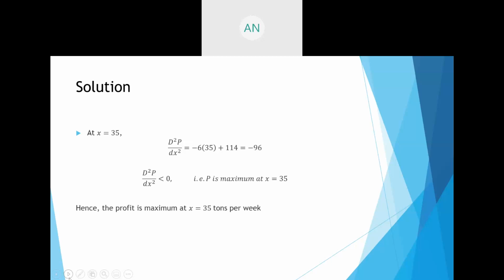So you are going to write, hence the profit is maximum at x is equal to 35. Always remember the units after that. So x is equal to 35 tons per week. If they ask you what is the maximum profit, here it is not asked in the question, but I'm asking you now. Can you find out the maximum profit?